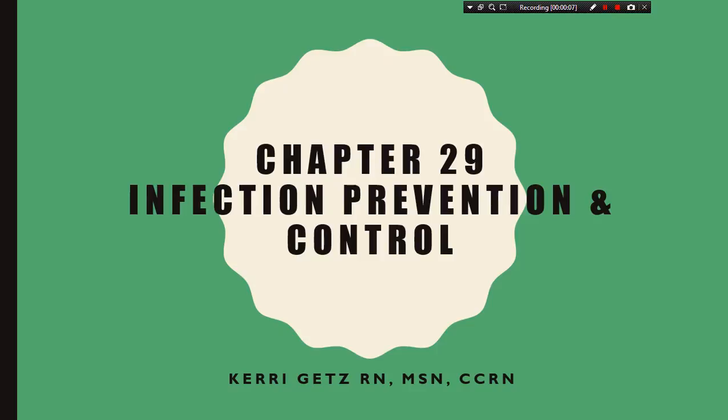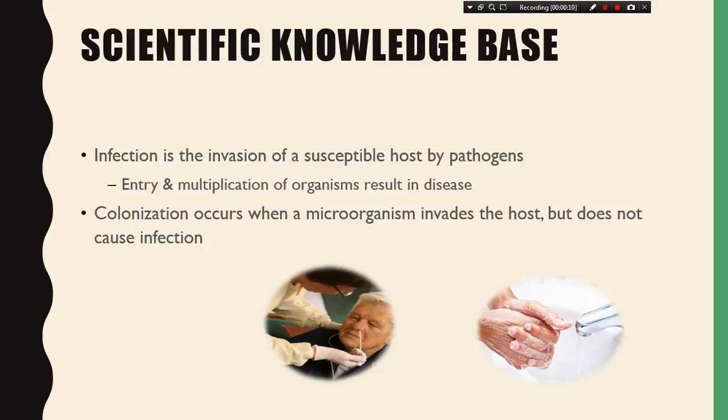This lecture covers Chapter 29, Infection Prevention and Control. Infection is the invasion of a susceptible host by pathogens. The entry and multiplication of these organisms result in disease. Colonization occurs when a microorganism invades the host but does not cause an active infection.